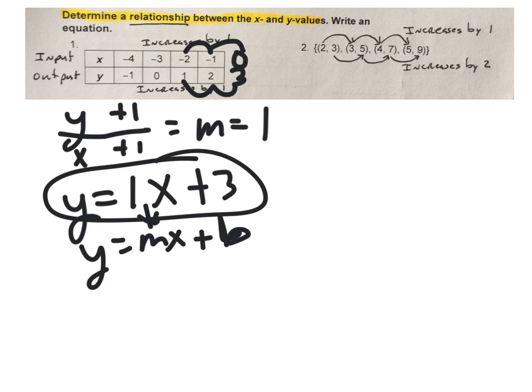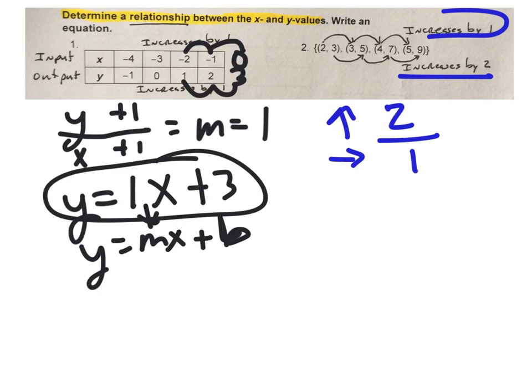Same thing with the next one over here. It increases by 2 for the y values, so that's 2. So your rise is 2, your run is an increase of 1. So therefore your slope is 2 over 1, which is 2. So y is equal to 2x.